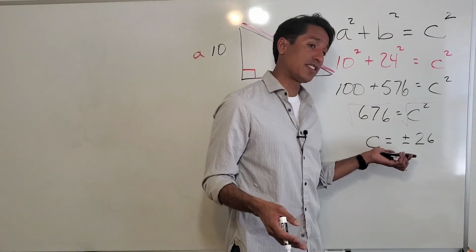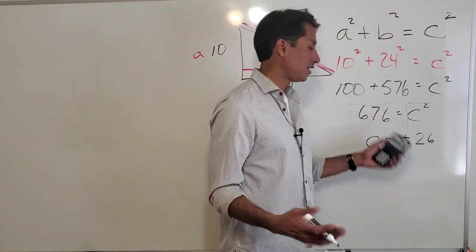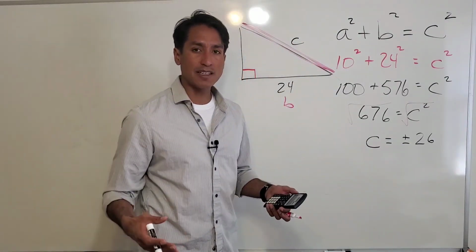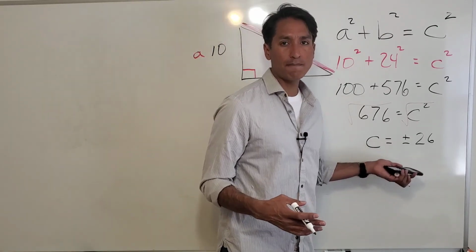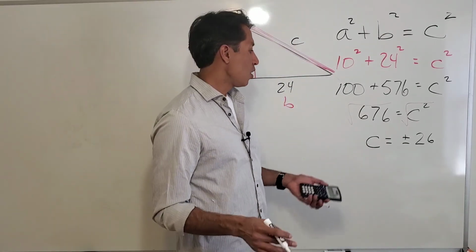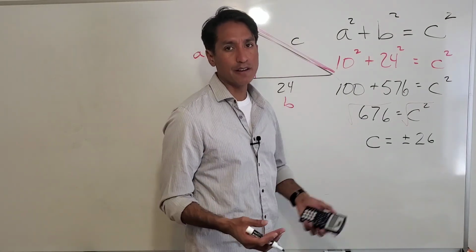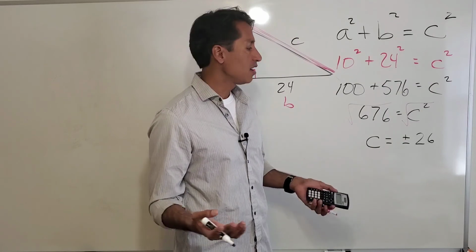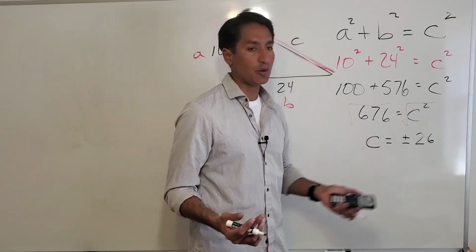But negative 26 times negative 26 is also 676, right? A negative times a negative is positive. So if you're asking, well, how do I know which one? Pretty easy, okay? We just need to remind ourselves that this length here cannot be negative. It's a part of a triangle, so therefore we choose the positive value between the two, okay?